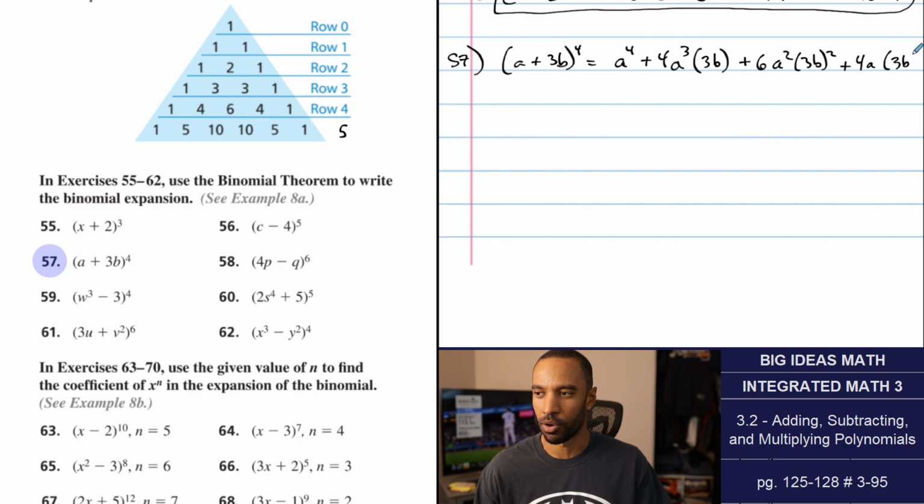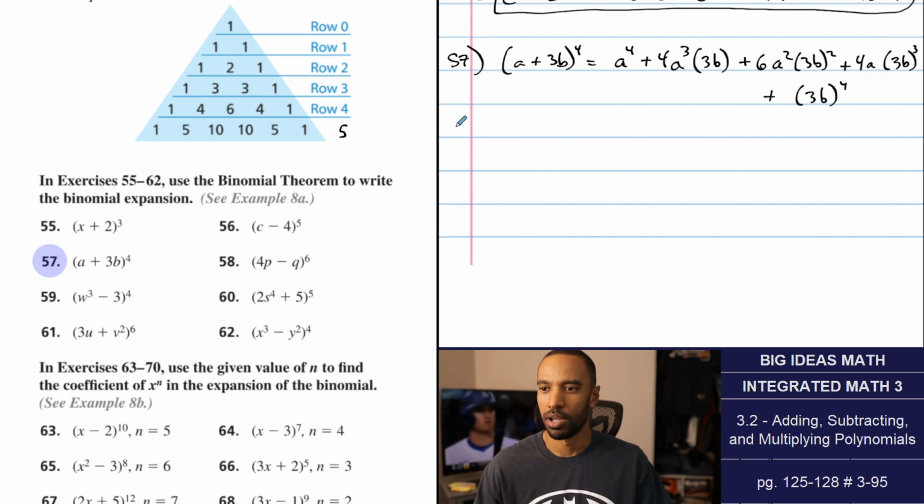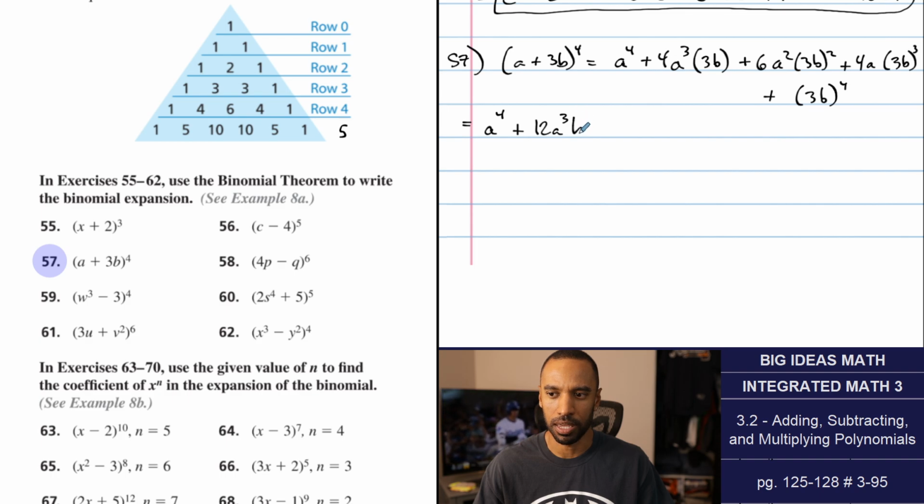And the 3b's are going up. One more. Plus 3b to the fourth power. Okay, so let's expand that guy. A to the fourth is the first guy. This is 12a cubed b. 12a cubed b. Okay, the next one.